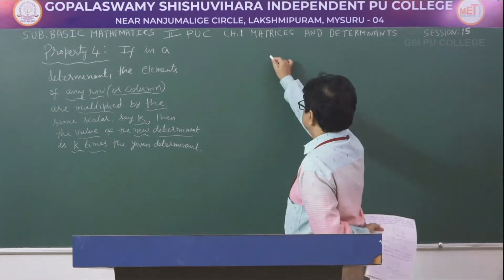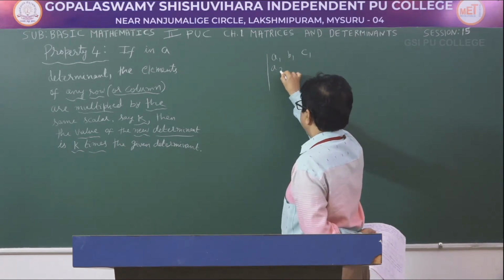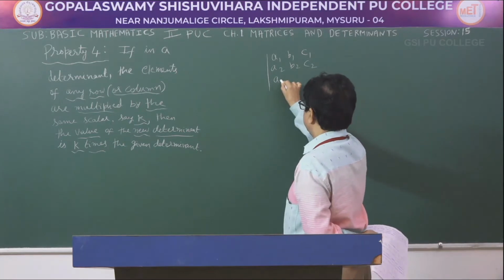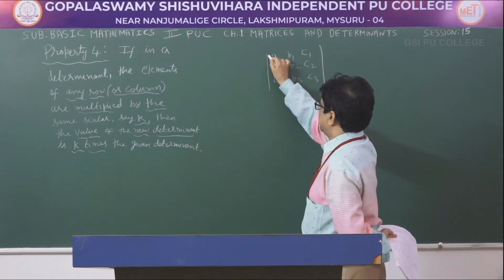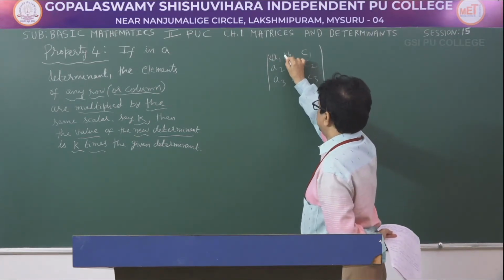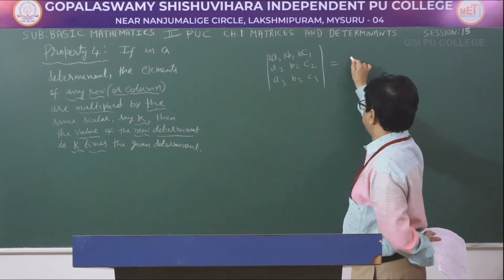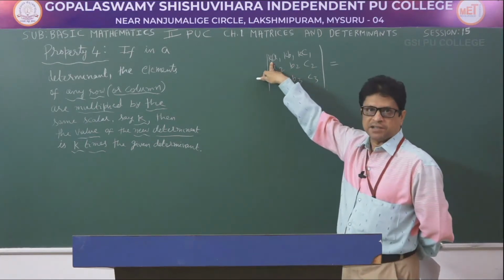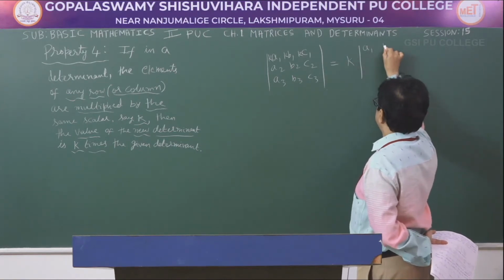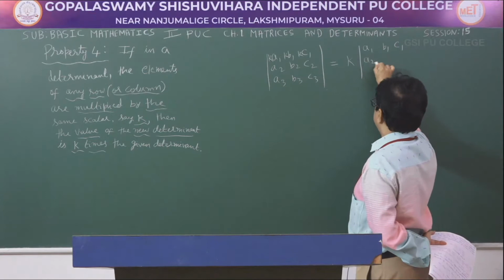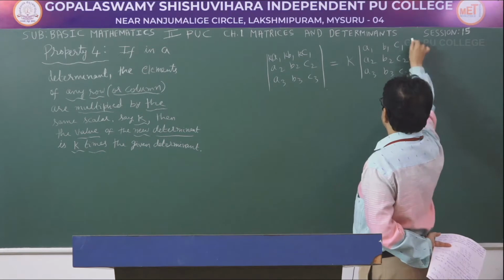For example, if a1, b1, c1, a2, b2, c2, a3, b3, c3 is a determinant, and if we multiply the first row by k, then we have to show that the whole determinant is multiplied by the same constant k. That means this will be equal to k times a1, b1, c1, a2, b2, c2, a3, b3, c3.